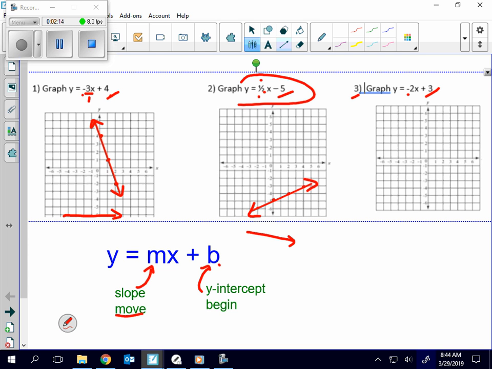Let's begin at our y-intercept of 3. Our slope is -2 over 1. That means I will fall 2 and run forward 1, fall 2, run forward 1, and connect that with a straight edge. Don't forget to add arrows.